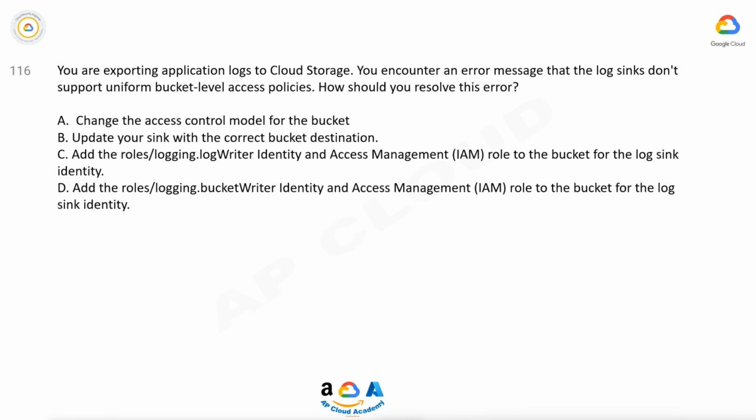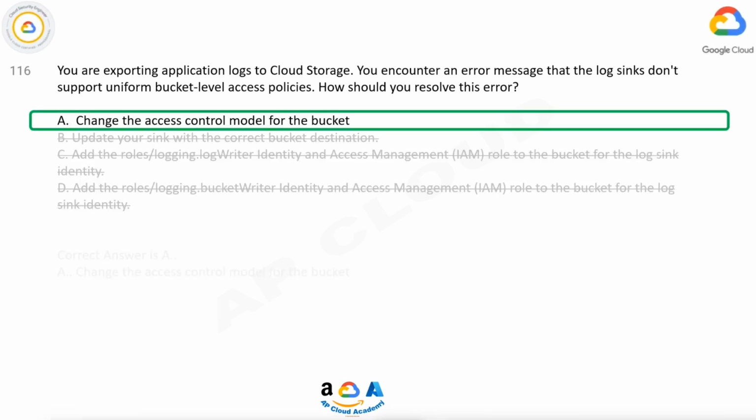B. Update your sync with the correct bucket destination. C. Add the roles/logging.logwriter Identity and Access Management, IAM, role to the bucket for the log sync identity. D. Add the roles/logging.bucketwriter IAM role to the bucket for the log sync identity. Correct answer is A.